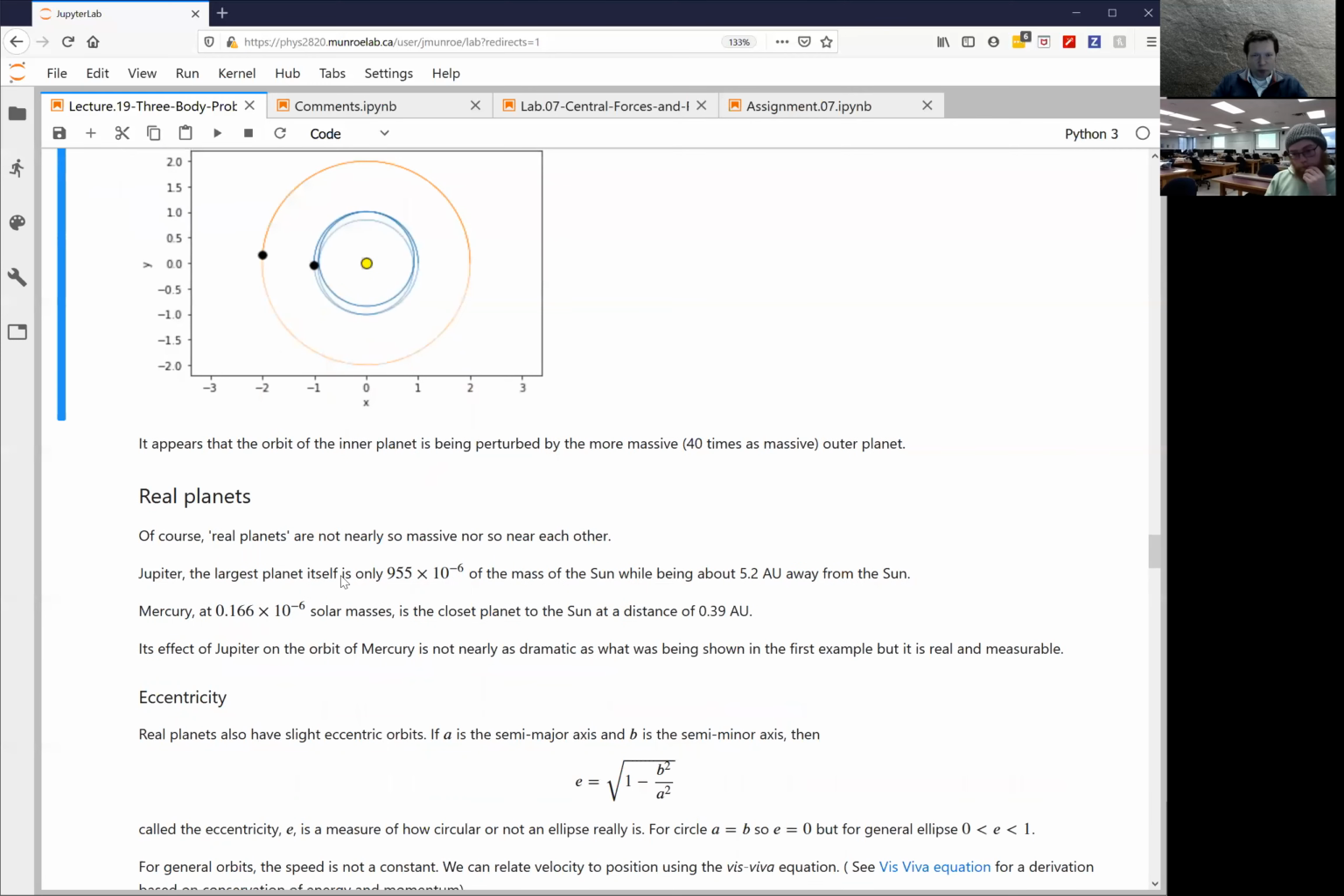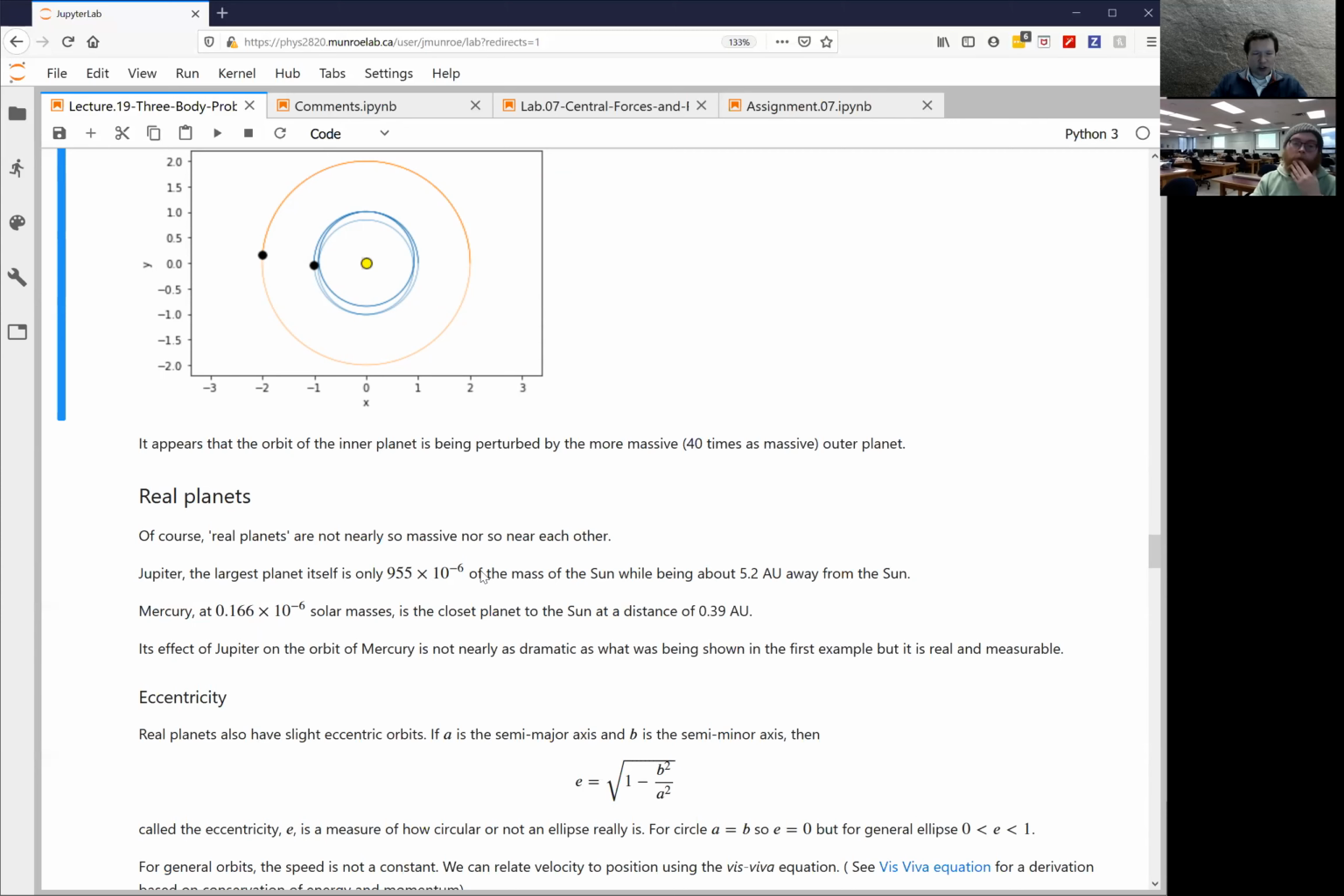So let's take up real planets. And we're going to talk about the precession of the perihelion of Mercury. Jupiter, which is the largest planet, is about 1,000 millionths of the mass of the sun, 1 divided by 1,000 of the mass of the sun. But it's about 5 astronomical units away from the sun. Mercury, on the other hand, is a very small planet. It's only about 1/6 of a millionth of the mass of the sun. So these aren't in kilograms, these are in solar masses. And it's closer to the sun. It's only about 0.4 astronomical units away on average.